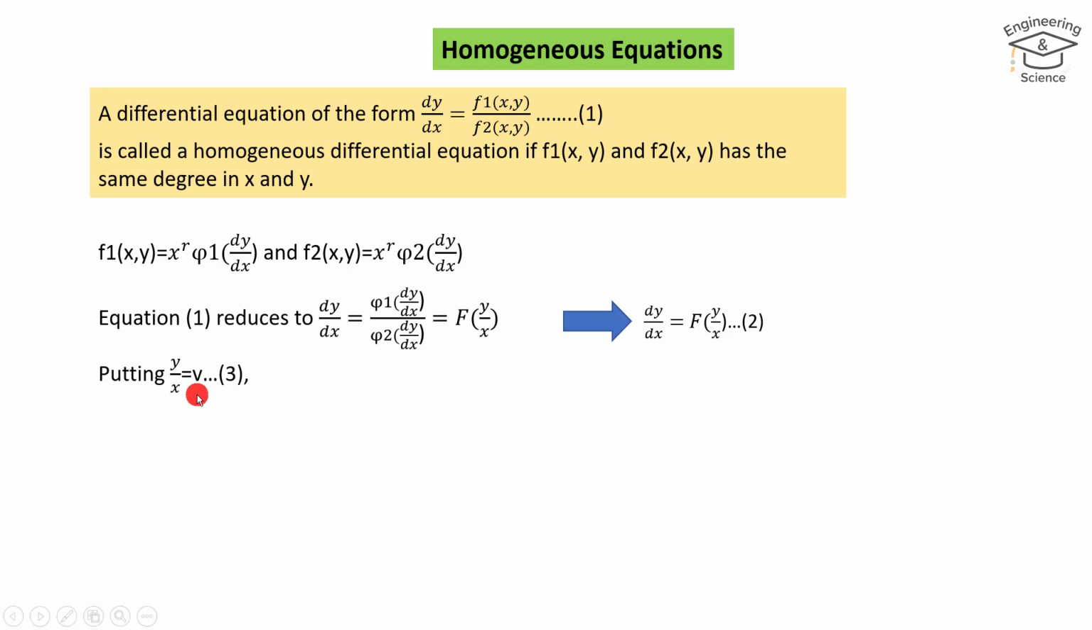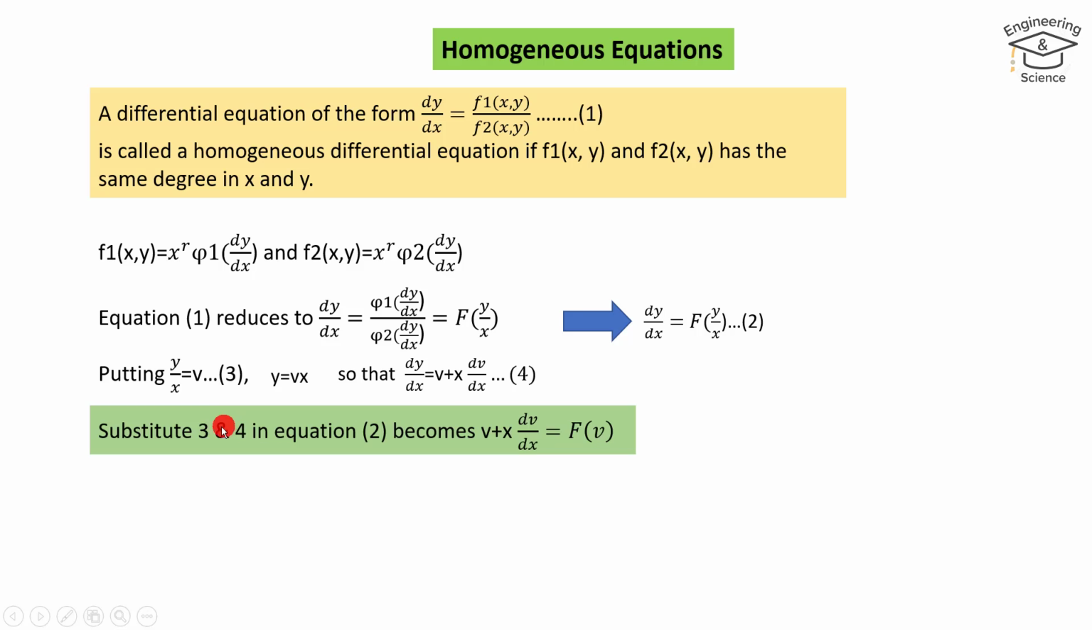Putting y over x equal to v, then y equals vx. If we differentiate this equation, we get dy over dx equals v plus x dv dx. We use the chain rule here and also the product rule. Substitute 3 and 4 in equation 2. We found that dy dx equals v plus x dv dx, and F of y over x becomes F of v, since v equals y over x. Then x dv dx equals F of v minus v. We just take v from the left hand side to the right hand side.